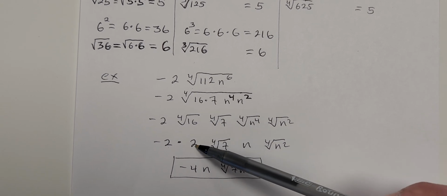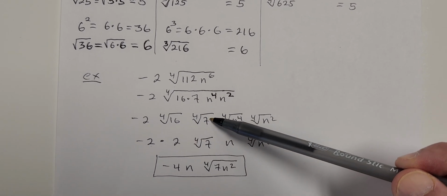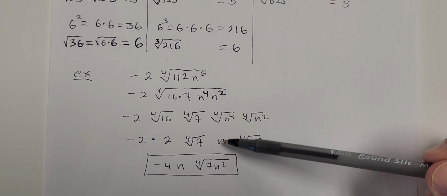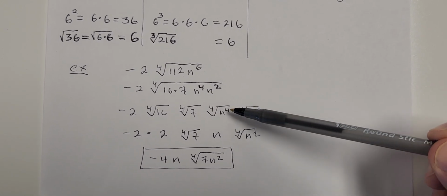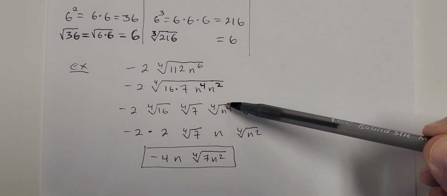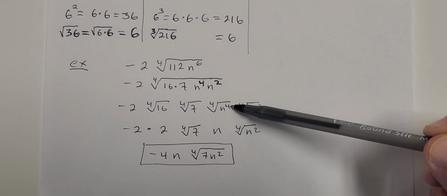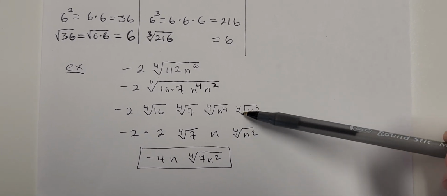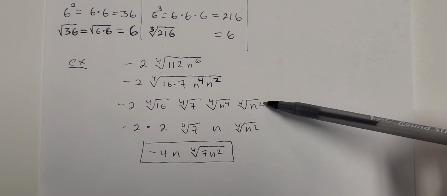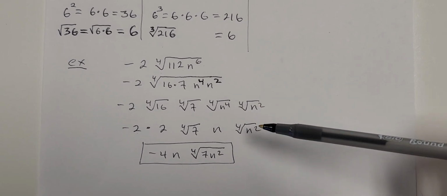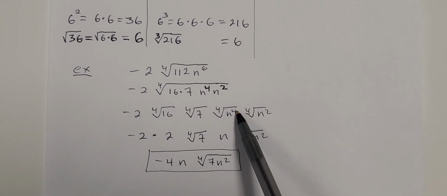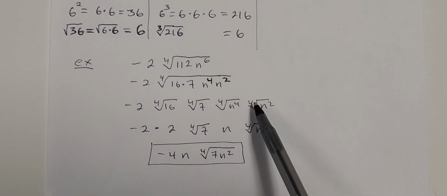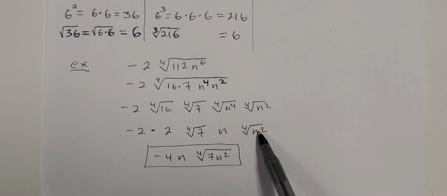That's what I have here. Fourth root of 16 is 2. The fourth root of 7, I can't do anything about it, leave it alone. Here, the outside is 4, the inside is also 4. Since they are the same number, I can cancel them out, and I just have n left. Over here, I cannot cancel them out because they are not the same, so I leave it alone. One more time: this right here, because they are the same, I can cancel, so I just have n left, and these two are not the same, so I leave it alone.